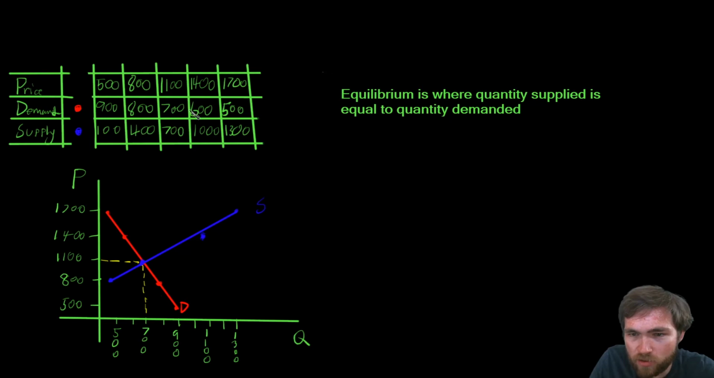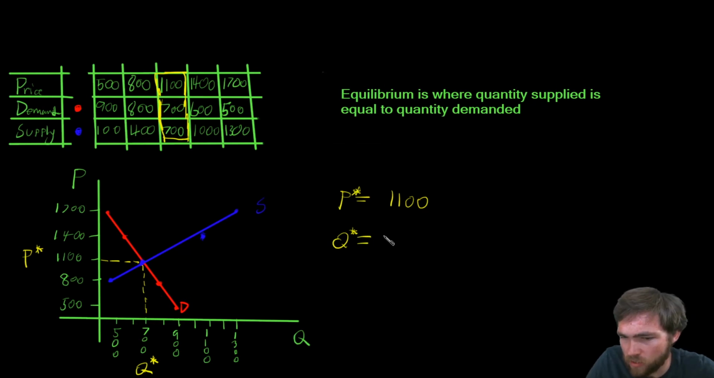And we can also see where that appears in our table, right there. We call this bundle of price and quantity where supply and demand are equal to each other, or quantity supplied and quantity demanded are equal to each other, equilibrium. And so we say the equilibrium price is P star and the equilibrium quantity is Q star. And so in this scenario here, P star is equal to 1,100 and Q star is equal to 700.